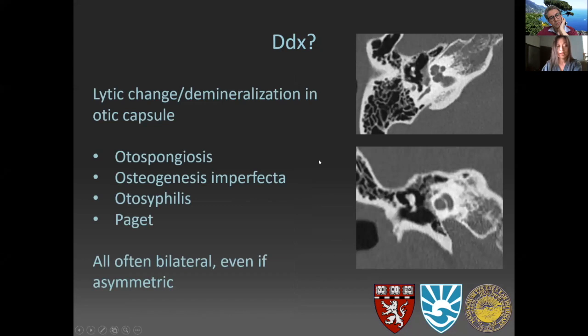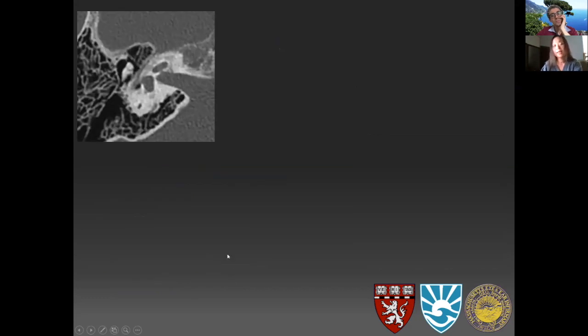Lytic change or demineralization in the otic capsule. Here is a list that would be a good differential to keep in mind: otospongiosis, which we talked about, osteogenesis imperfecta, otosyphilis, and Paget. All of these entities are often bilateral. They can be asymmetric. Sometimes they can look unilateral because the other side is not quite affected yet, but they can be bilateral entities. All right, so let's look at a different case.